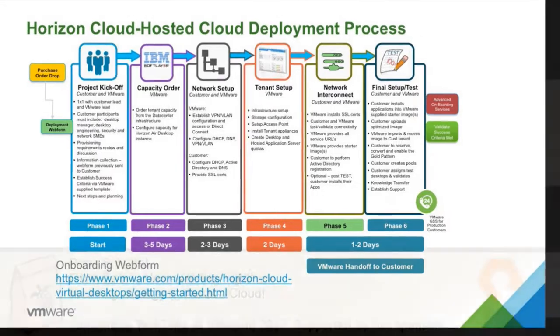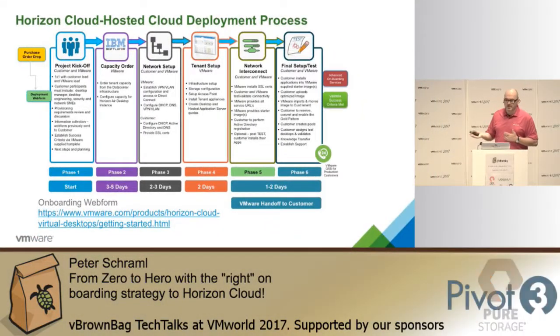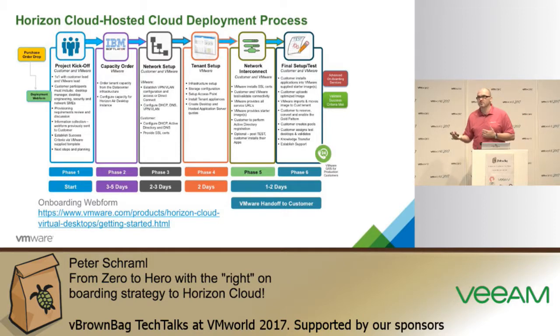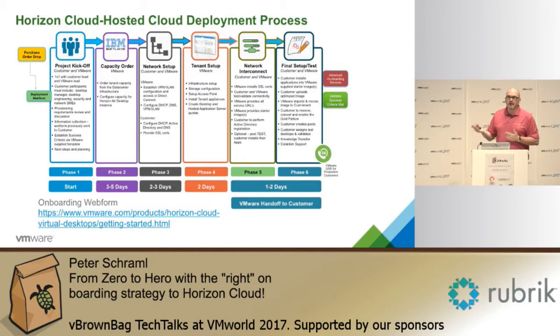We then establish the network connection. We bring up the tenant. We do the interconnect. We join it into your domain, so we can either use an existing on-prem domain controller, or you can have a domain controller inside our tenancy. For redundancy reasons, that's definitely something you should consider. And then we sign off the environment.